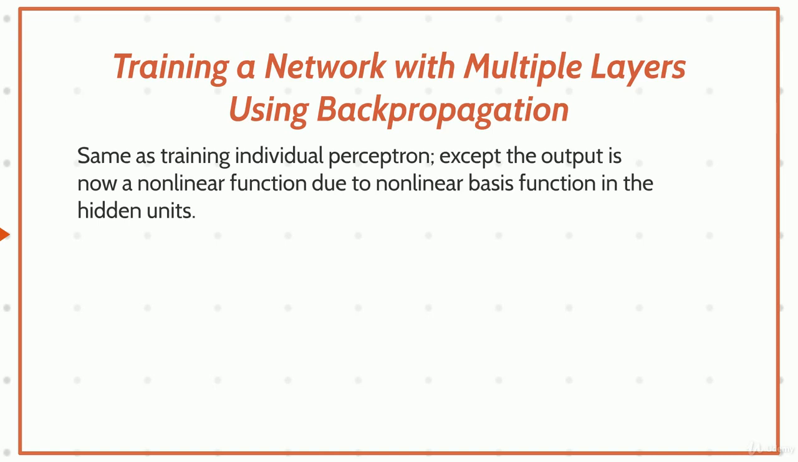And the output is a nonlinear combination of the nonlinear basis function values computed by the hidden units. It can be said that the hidden units make a nonlinear transformation from the d-dimensional input space to the h-dimensional space spanned by the hidden units. And in this space, the second output layer implements a linear function.